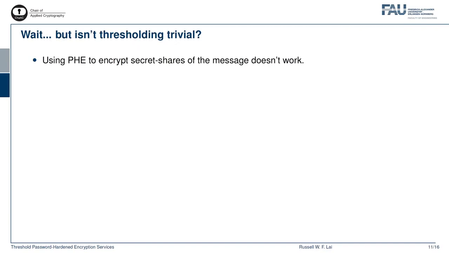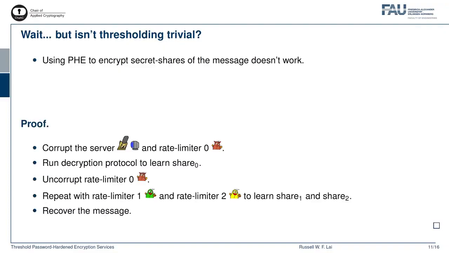At this point you may wonder, isn't going from PHE to TPHE trivial? For example, a naive idea of building a TPHE scheme is to secret share the message and then PHE encrypt each secret share. However, as we can see in this proof, this idea doesn't work. I will show you an attack.